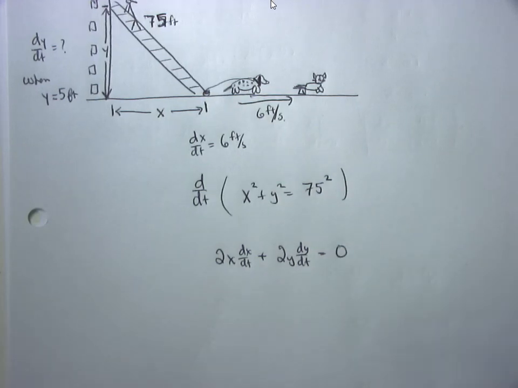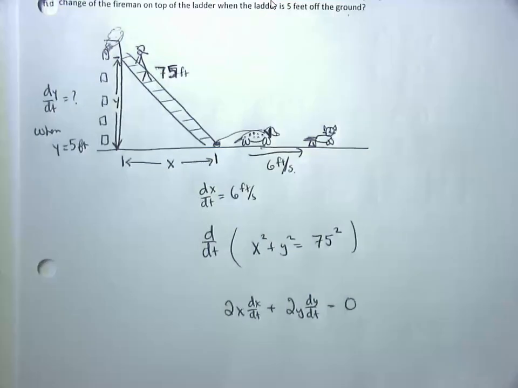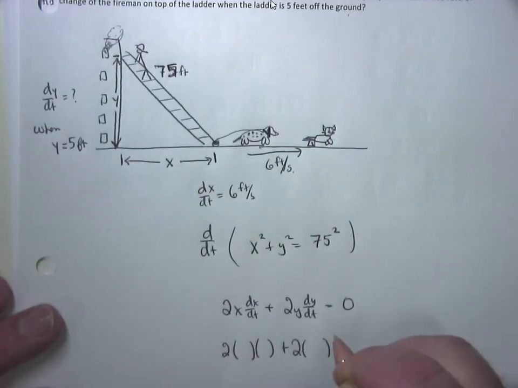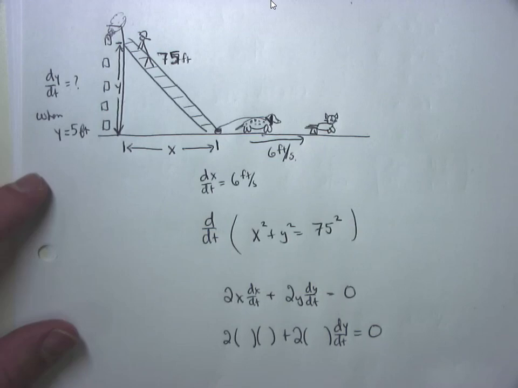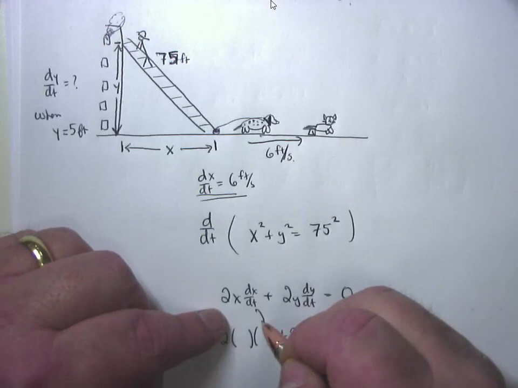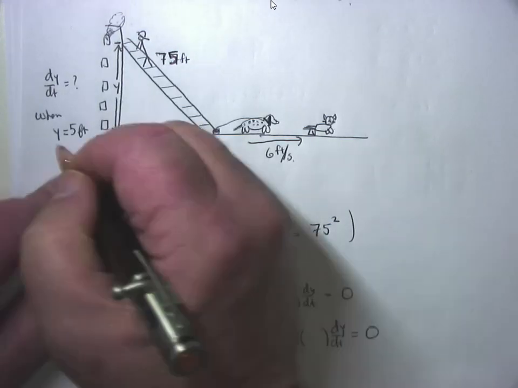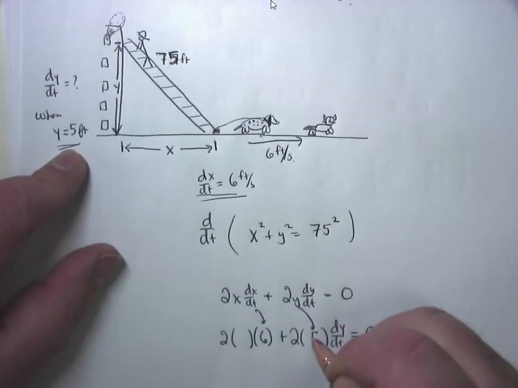Now, remember, this is the guy we're trying to solve for, so keep him as the variable. Everybody else you plug into. So this will be 2 times x times dx over dt plus 2 times y times dy over dt, which is what I want to solve for, equals 0. What do we know? Well, I know that dx over dt is 6. So I get to plug in 6 here. I know that y equals 5. We're supposed to find dy dt when y equals 5. So I can replace y with 5.